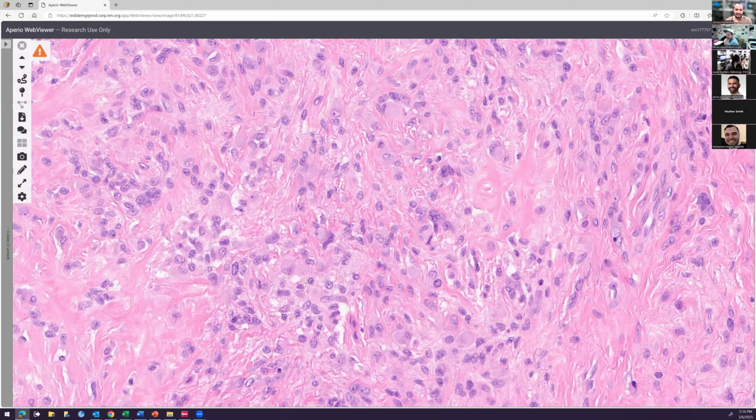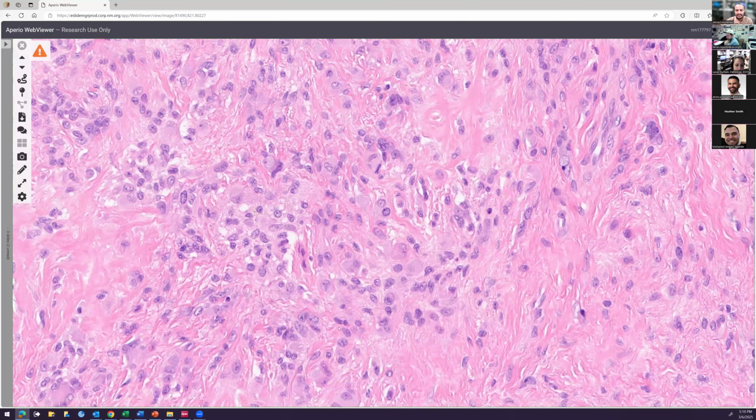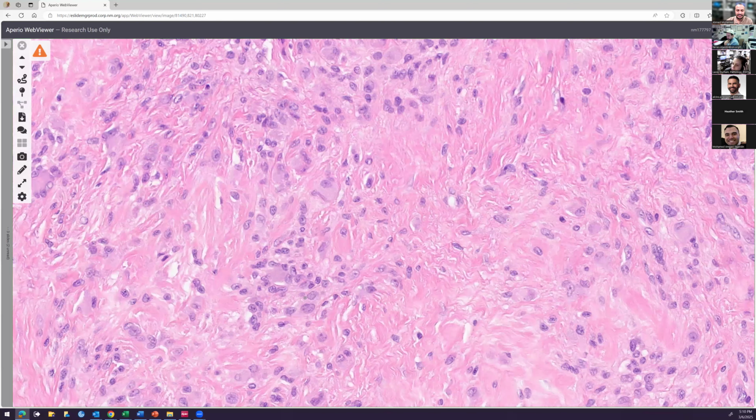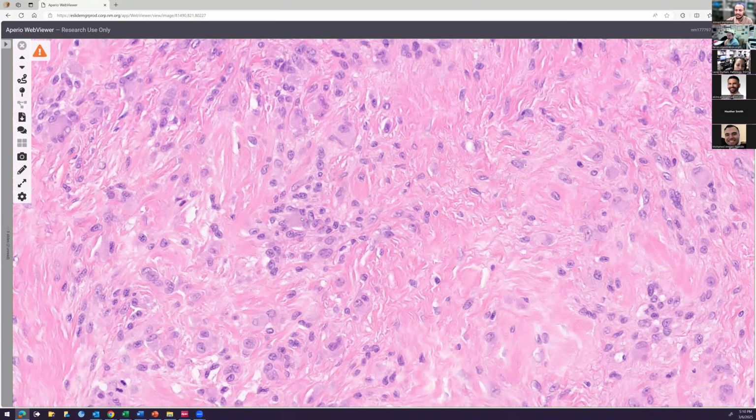It's bland. They have very little pleomorphism. The nuclear cytoplasmic ratio is low. They have epithelioid morphology. Thinking about epithelioid, anything else? Any other words you might use?